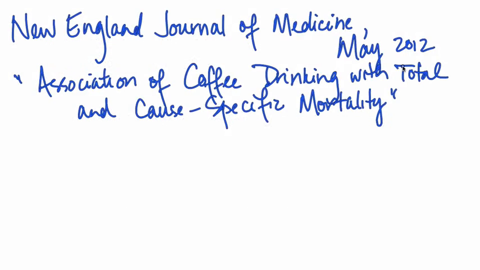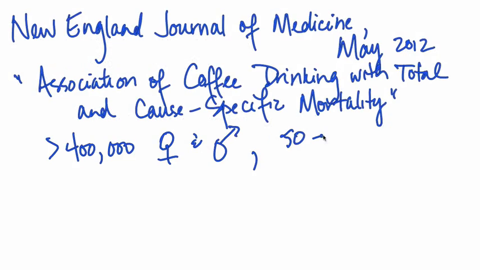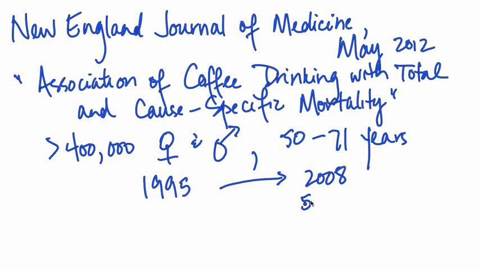Here are a few details about the study. In 1995, the researchers collected data on over 400,000 men and women aged 50 to 71 and then followed them until 2008. By then, over 52,000 of them had died. They asked the question, did the amount of coffee these people drank affect how much longer they lived?